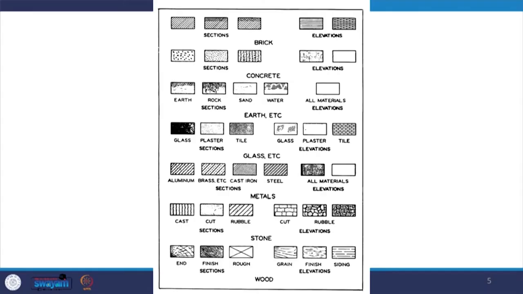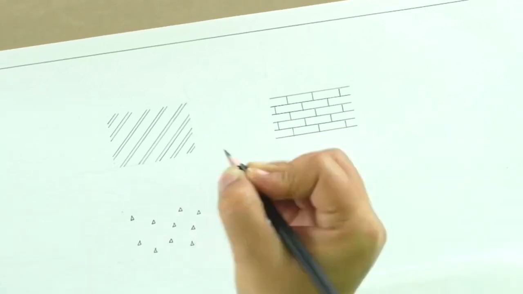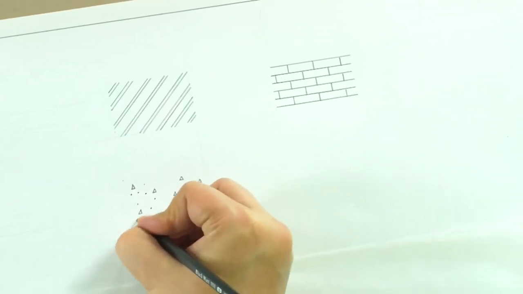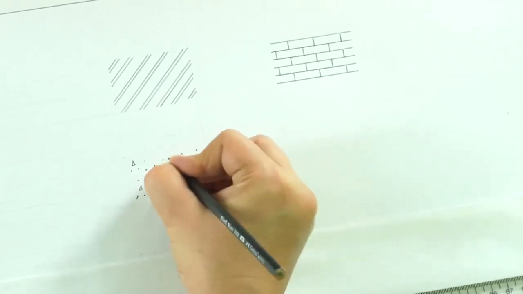The next we have concrete, the components of concrete. Suppose you have PCC, plain cement concrete. All of you would know that there are three components that go in the concrete: coarse aggregate, fine aggregate, and cement. All those three parts are represented for PCC in section. We first make the coarse aggregate representations, represented by small triangles. And then we have the fine aggregate, which is sand, represented by thicker dots.